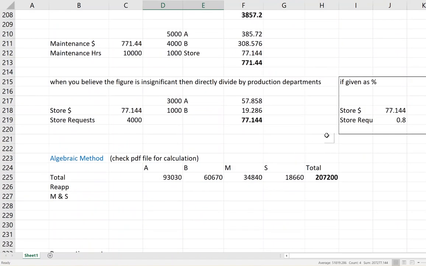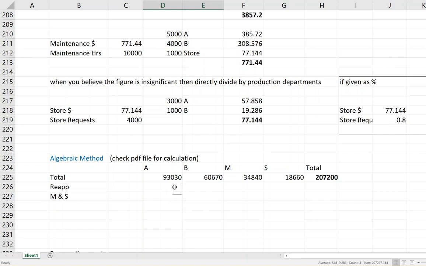Next, we have the algebraic method. The algebraic method and direct method are something that I would expect to come in the exam. If the direct method comes, they would usually tell you which department to start with. Otherwise, it doesn't have an exact answer, as with the step-down method. Otherwise, the algebraic method and direct method have exact answers. That's why I would expect them to come in the exam.